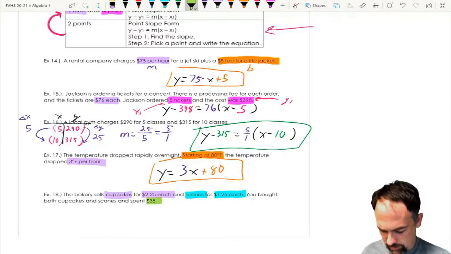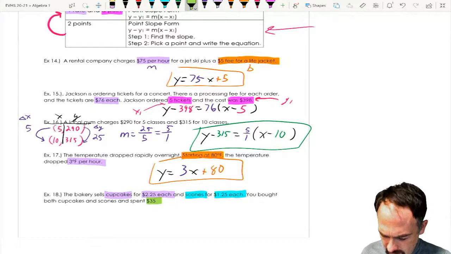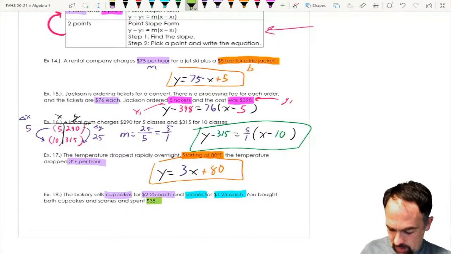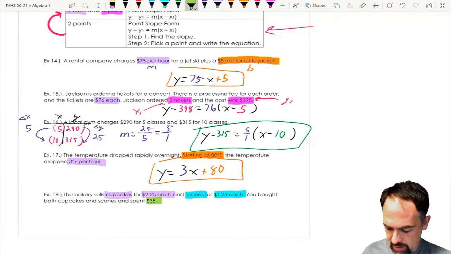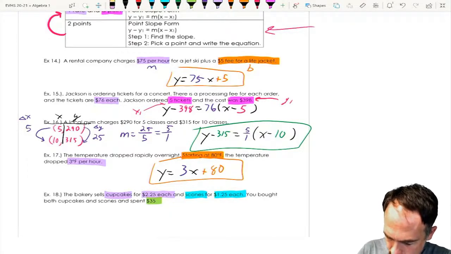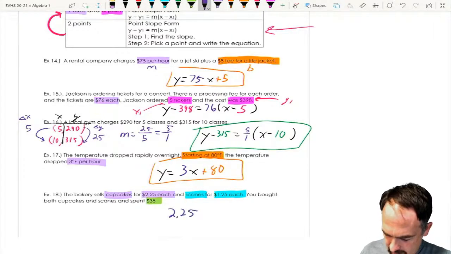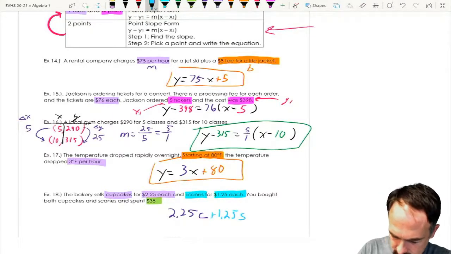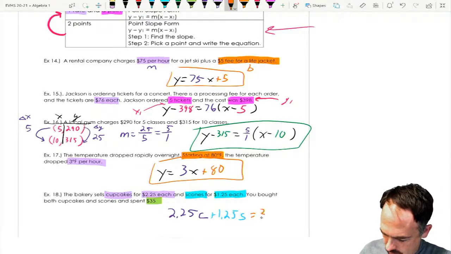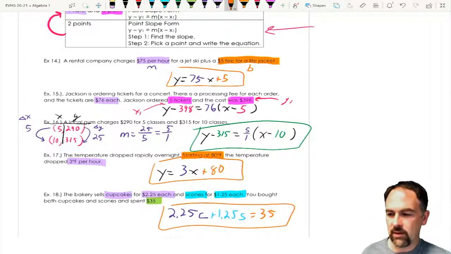So I'm going to be using standard form here. And I can use X's and Y's, or I could use C's and S's. Last time we did C's and S's, for cupcakes and scones. I'm going to use X's and Y's here. So that would be 225, no, you know what? I'm going to use C's and S's because I like using variables that actually make more sense. 225 times C plus 125 times S equals $35. So there we go. That's it for this lesson, and good luck on the assignment.